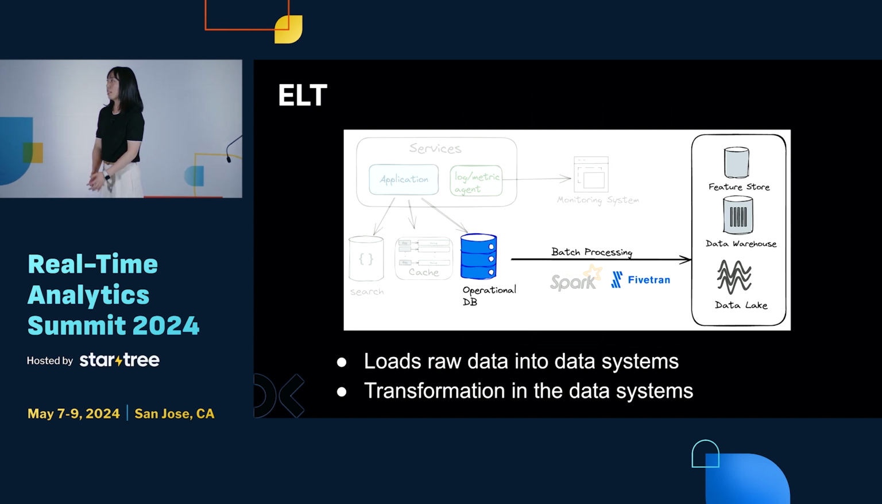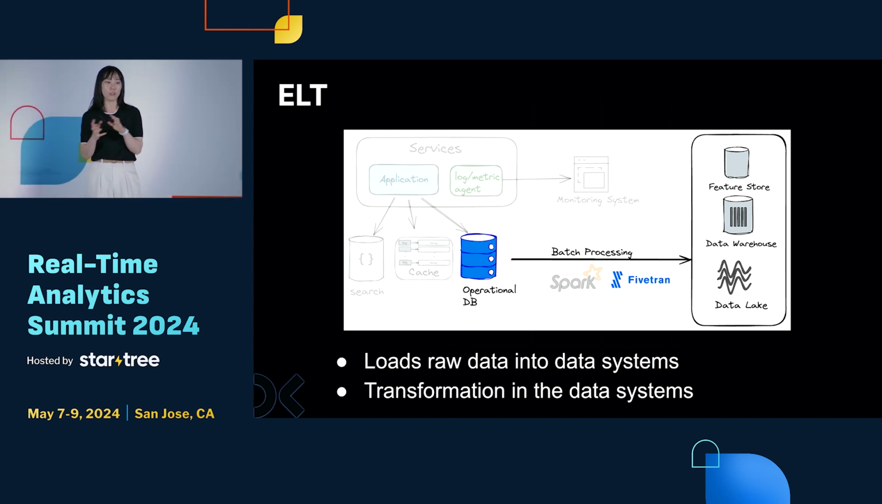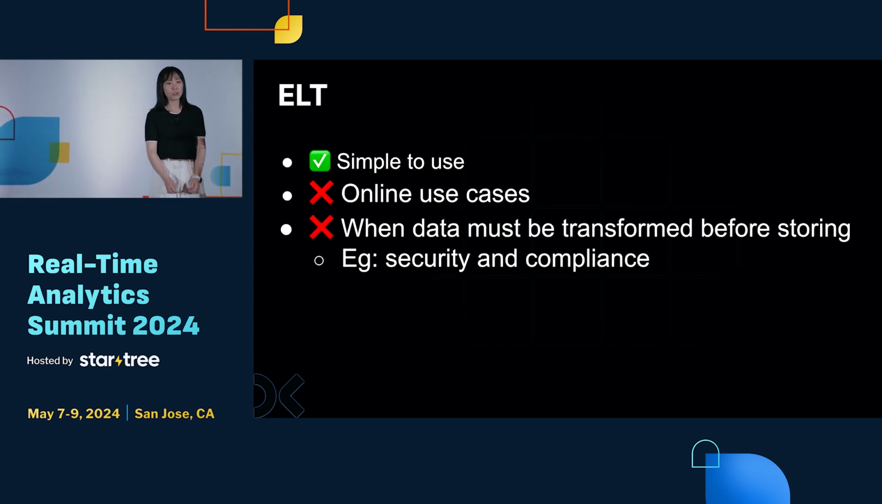Okay, so ELT basically loads data first into the system and applies transformation inside the data system. You have probably heard about the modern data stack. The whole idea is you have all this data, you replicate it, and Fivetran is part of it. You replicate the data and put it into a data warehouse like Snowflake, and then you can apply transformation after the data lands inside Snowflake. The pros and cons about this: it's super simple to use.